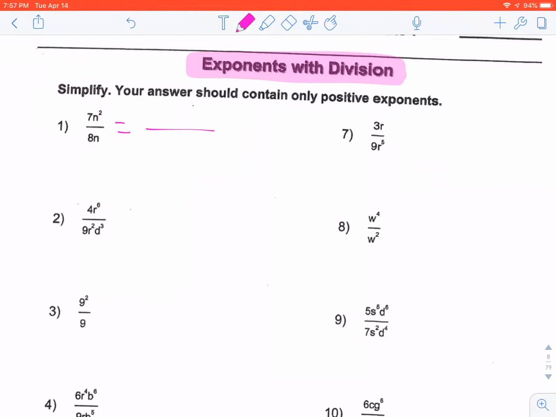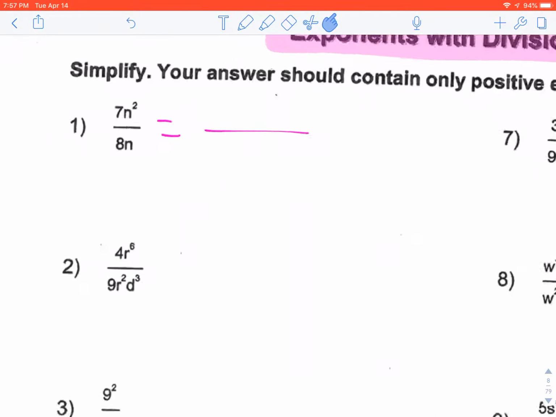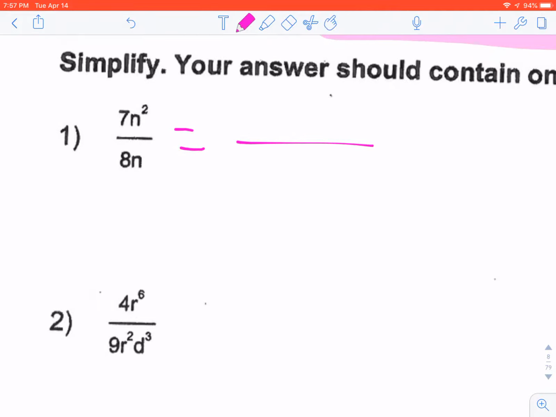Okay? Number 1, start with your coefficients. 7 divided by 8 in your calculator. Math, enter, enter. It cannot be reduced any further, so you should have left that as 7/8.